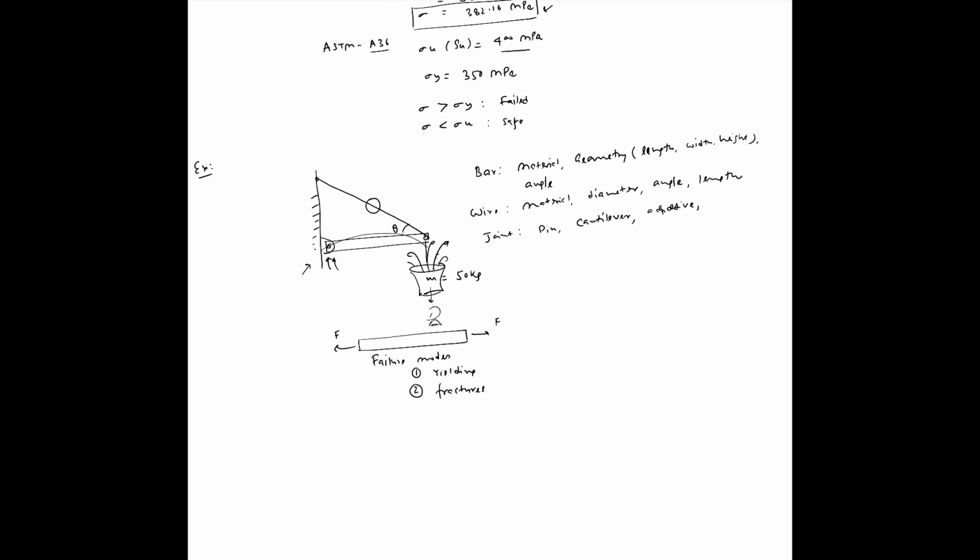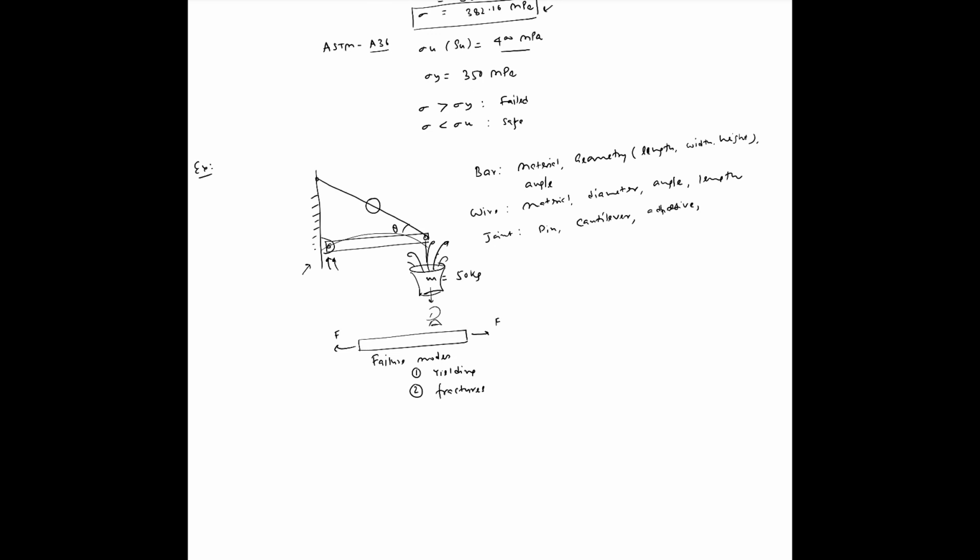The second failure mode could be that the bar actually fractures. Okay, it breaks basically, and that could be bad. I mean, it could be catastrophic. God forbid, if somebody was standing right below the flower vase and your bar failed because of the fracture, then it could be a problem, right? So those are the two possibilities. It could fail in yielding or in fracture. That happens when it's in tension.